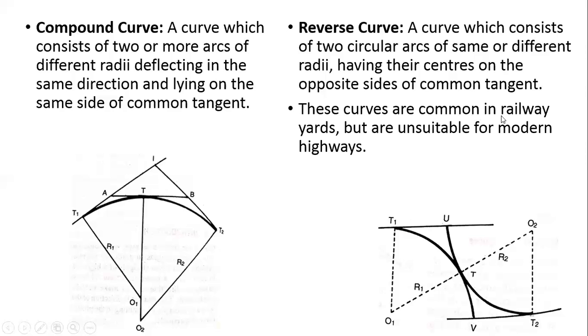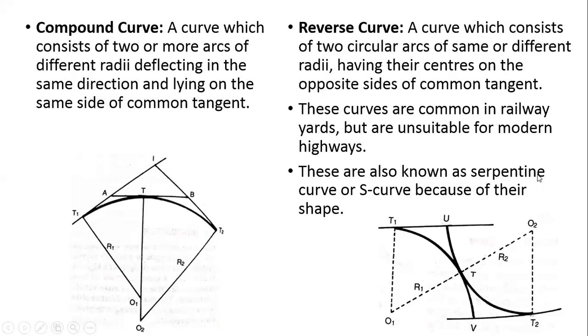These curves are commonly provided in railway yards. A railway yard means where the trains are parked for cleaning and maintenance purposes, not on the main track, but towards one side of any station. These are called railway yards. This type of curve is provided in railway yards, but is unsuitable for modern railways. It is not suitable for main lines. These curves are known as serpentine curve or S curve. As I told you, this is your S shape, so it is called an S curve or serpentine curve because of its shape.